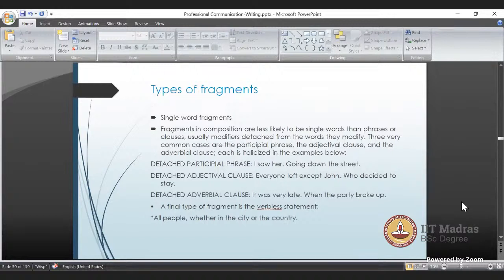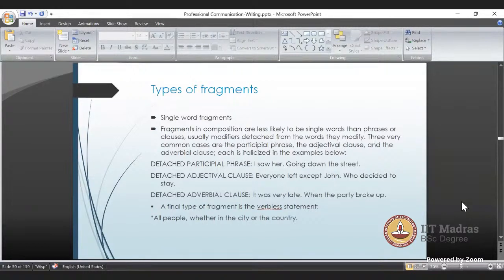Now the last one is detached adverbial clause. It was very late when the party broke up. Again, the second part of that expression is your fragment, and that fragment talks about the time referred to in the previous one, when the party broke up. So it modifies your verb here, the time of the happening of the event. Then it becomes your adverbial clause, and because it's a fragment detached from the main sentence, you call it a detached adverbial clause.